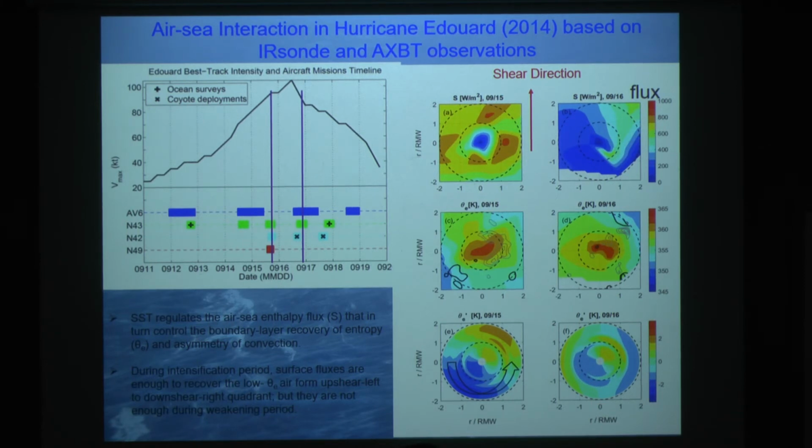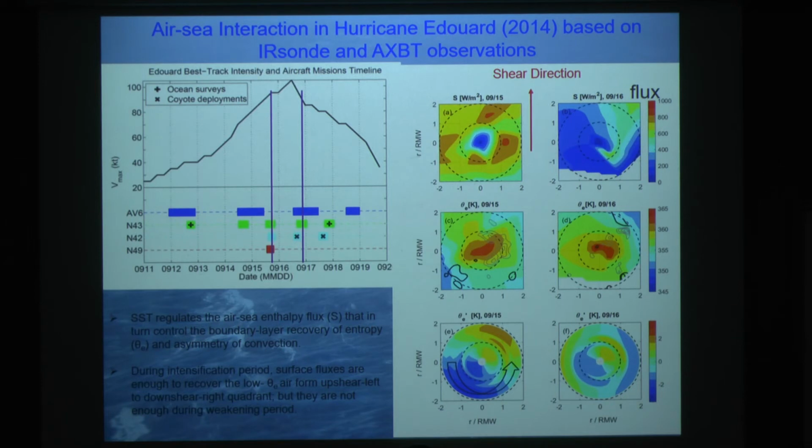But on the 16th, you see the fluxes are pretty small, because as the storm moves north over cold water, the fluxes are small. I mean, most of the cases are below 400 watts per meter squared. And this middle panel here shows the theta E.